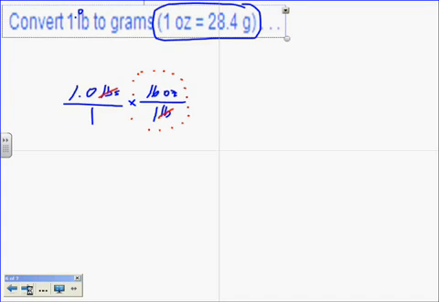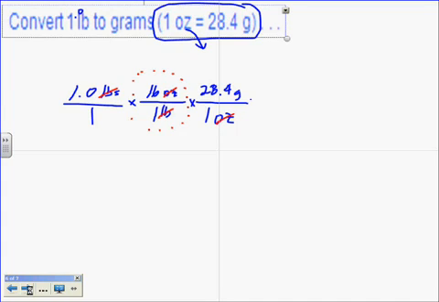If I were to stop right now, my answer would be in ounces, but they asked me to give them the answer in grams. So I'm going to carry on, and I'm going to use this conversion from up here and bring it down and say that 1 ounce is equal to 28.4 grams. What I've done is I've canceled my ounces, and now I'm into grams.